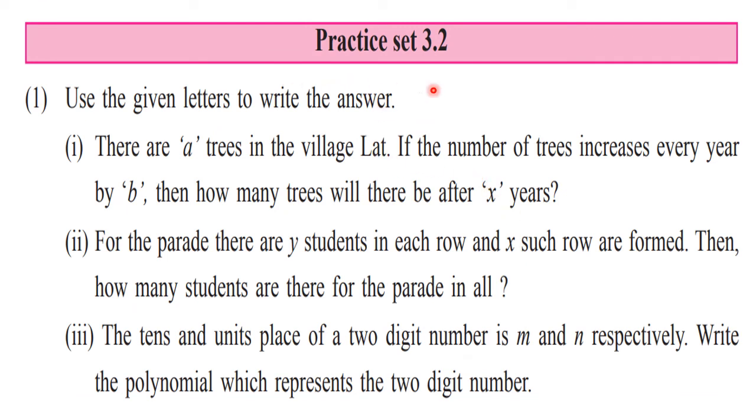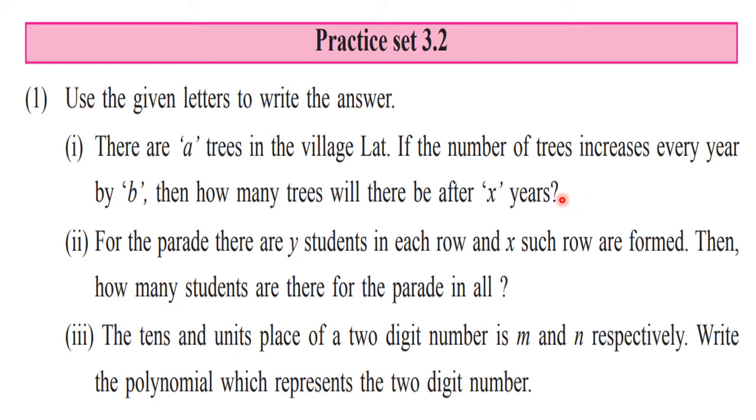Now let's go ahead. So practice set 3.2 on page number 42 you have, and then the remaining, or 43 it must be. So page number 43, I think. I don't have the textbook with me. So practice set 3.2, we will start with. Question number 1, use the given letters to write the answer. Okay, so that means here they have given some letters, and from that we have to write down the answer. These answers you can write down in your textbook itself with pencil.